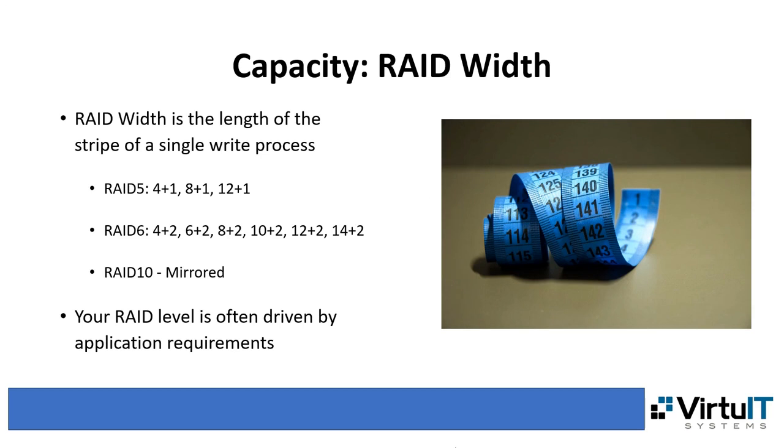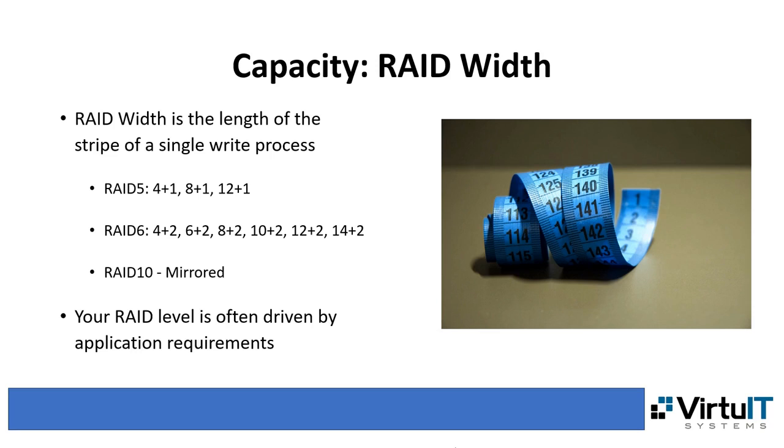RAID width is the size of the stripe that you write out. So in RAID 5, you have options like 4+1 and 8+1 and 12+1. That means greater numbers of extents will be created to write out your particular write operation. Now, the benefit of having a shorter RAID width is you should get better performance. With a really long one, you'll use disk space more efficiently. So that's the attraction of using one versus the other.